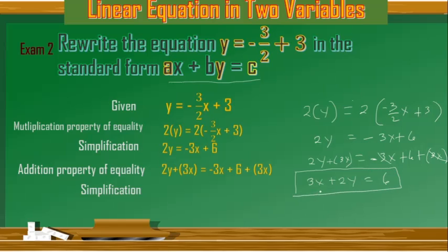3x plus 2y equals 6. Is that the same as the given in example number 1? Okay, we will check. 3x plus 2y equals 6. Okay, let us see. Okay, correct.